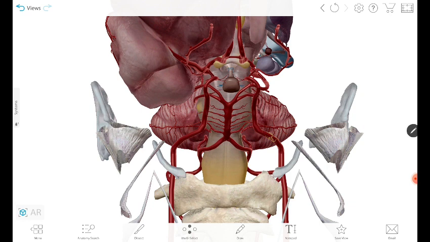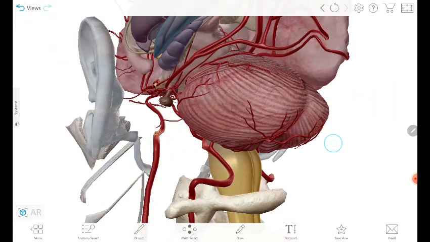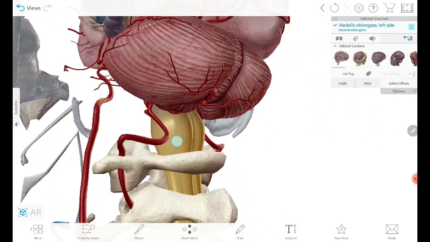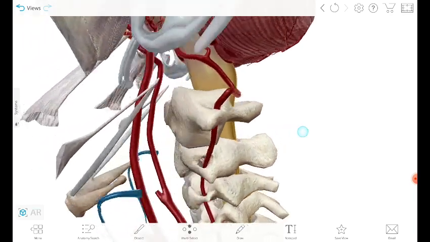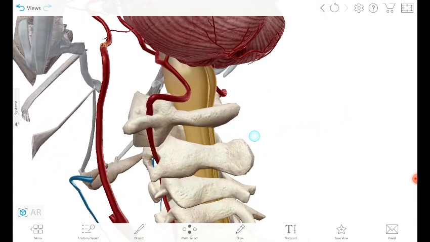Now the vertebral artery gives some branches. So this here is the spinal cord. It gives two branches to the spinal cord. First is the anterior spinal artery, which is present anteriorly to the spinal cord, and the second is the posterior spinal artery, which is present posteriorly to the spinal cord.